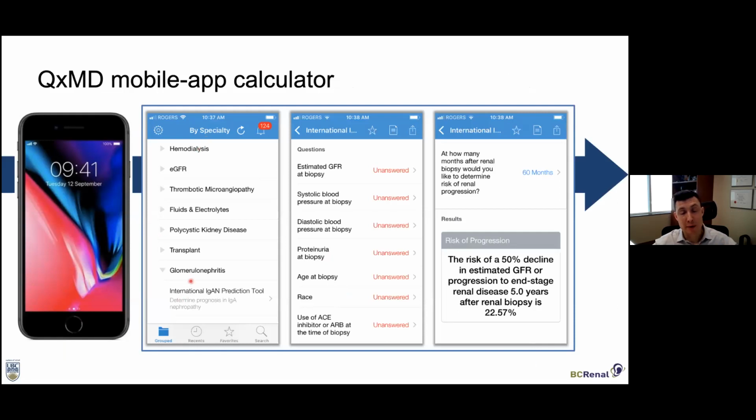But if you choose to use the tool, you can download it onto the mobile device. You go under glomerulonephritis, and the International IgA Nephropathy Prediction Tool is listed. It will then ask you to enter all of the various predictor variables that are required. You then select the time horizon over which you'd like to predict outcome, and the tool will output the individual risk of progression over your chosen time horizon.